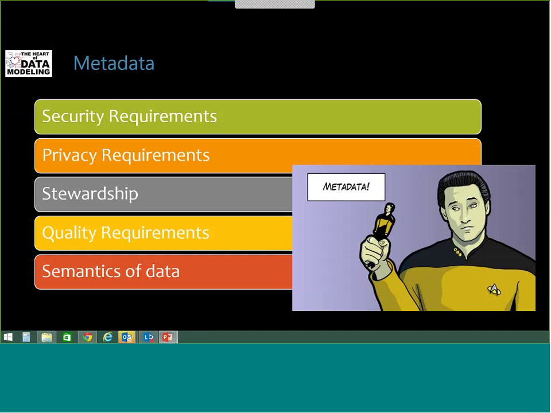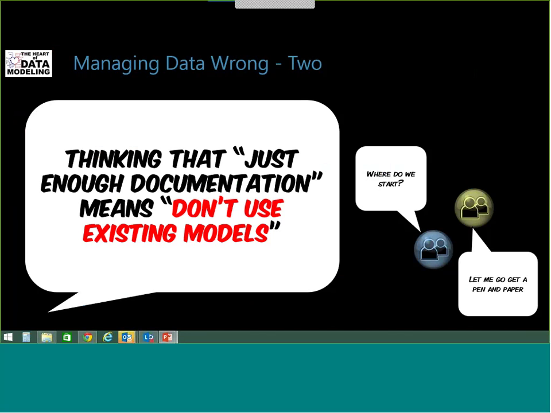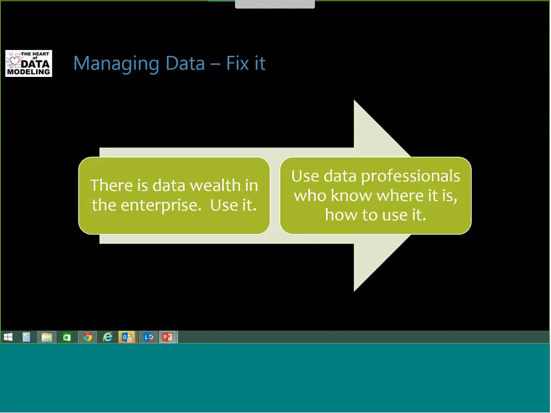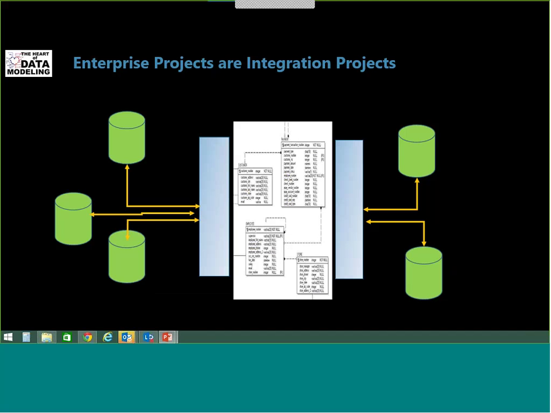And the metadata we have at our fingertips, there's Michael's comic, Michael Swart is on the call. We have all these extra requirements about the data that a business user might not mention, so we have that at our fingertips. So that brings us to doing it wrong, thinking that the concept of just enough documentation, which is an Agile extension, means we don't use existing models. So we see a lot of people saying, okay, we need to design a database, I'll go get a pen and paper. We're going to fix that by knowing that there's a wealth of data in the enterprise and that we need to use it, and metadata, and that the data professionals in the enterprise know where it is, how to use it, and can do that very quickly.